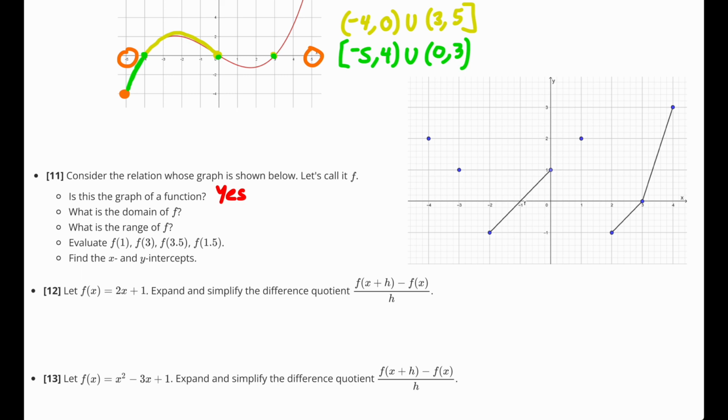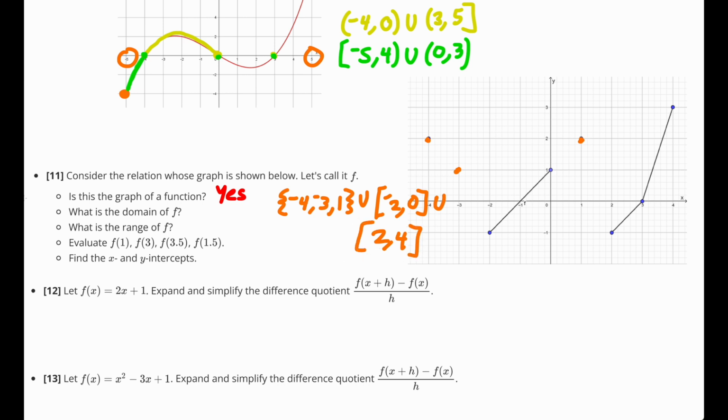What is the domain? Okay, so it's all the x's. I'm going to start from the left first. So we're going to have negative 4, negative 3, and 1. Those are just like separate points. So this point, and this point are all separate. And we're going to union this with negative 2 to 0. That's this part right here, negative 2 to 0. And then we're going to union that with 2 to 4. Inclusive on those, and that's the answer for the domain.